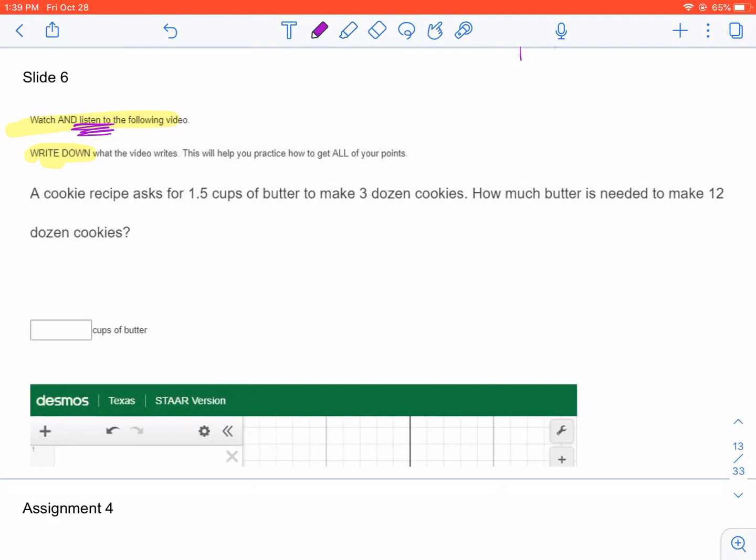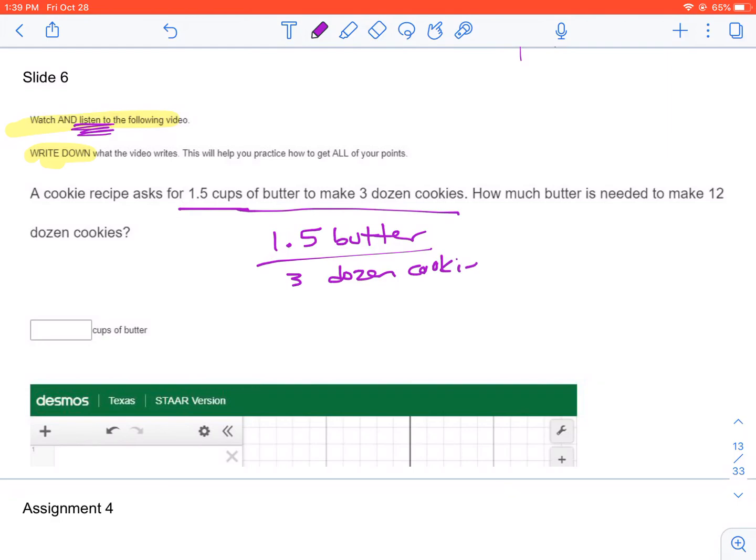A cookie recipe asks for 1.5 cups of butter to make 3 dozen cookies. Those numbers go together. You can write it like this, and you can even label it: butter goes with 3 dozen cookies. So then in the next part it says how much butter is needed to make 12 dozen cookies. And because they're both in terms of a dozen cookies, we can just use the number. We don't have to multiply it out.